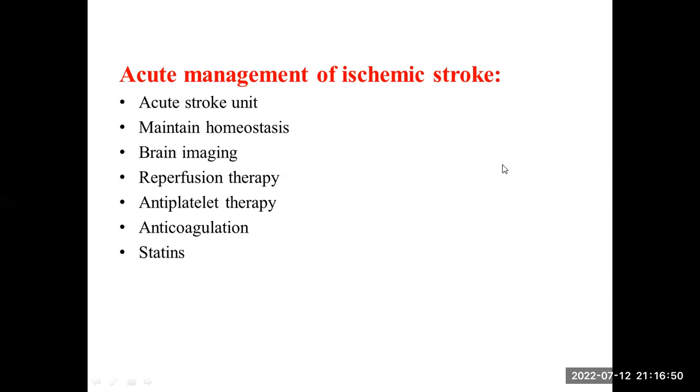If all these criteria are met, then you can proceed for reperfusion therapy using tissue plasminogen activators like alteplase, for example. The main complication which results from tissue plasminogen activators is hemorrhagic transformation of the infarction. This is the main concern. And this is why acute stroke units are important, because in acute stroke units, you will monitor the patient regularly with a specialized team. And this regular monitoring can help in detecting early hemorrhagic transformation of infarction following reperfusion therapy.